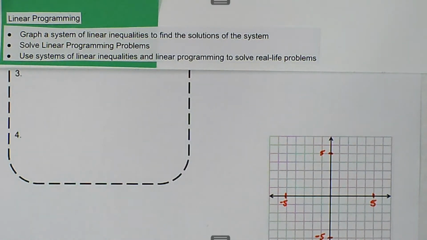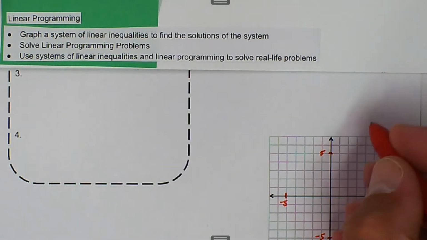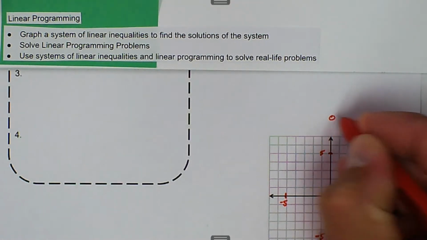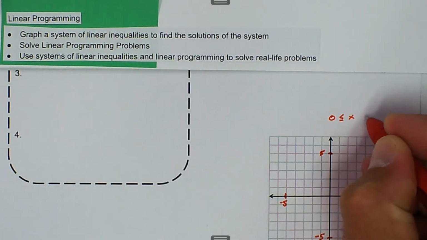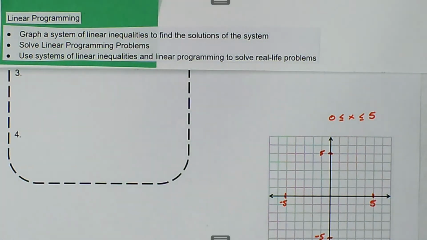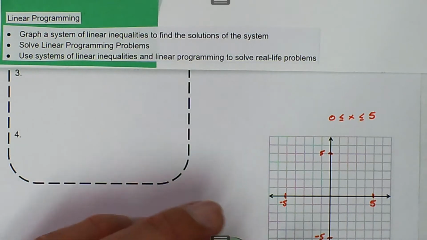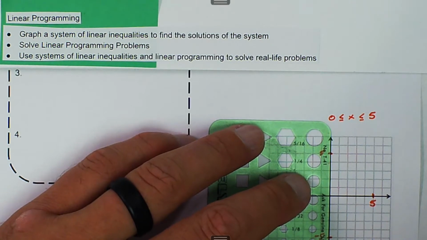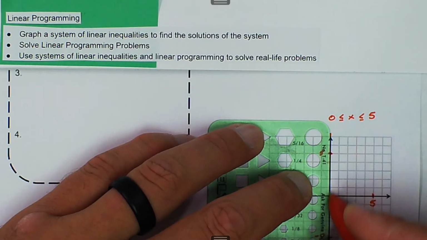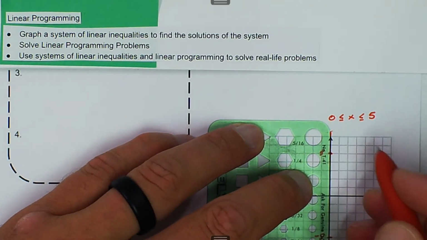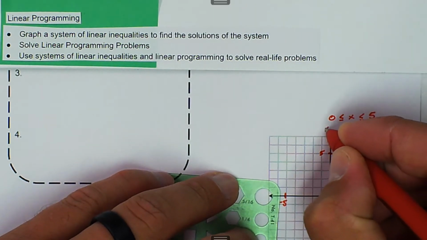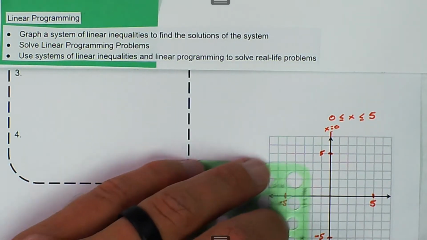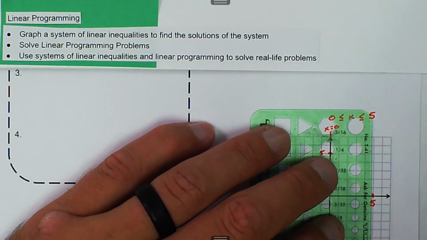And the first one said 0 is less than or equal to x is less than or equal to 5. Basically all we have to do is find where x is 0 and where x is 5. Where x is 0 is right on the y-axis. So that's the graph of x equals 0. And then we also have x equals 5.